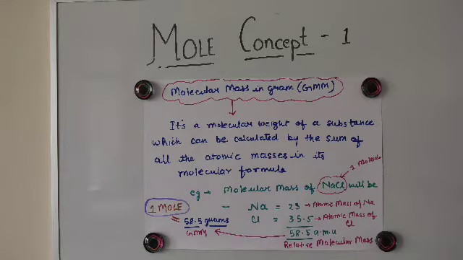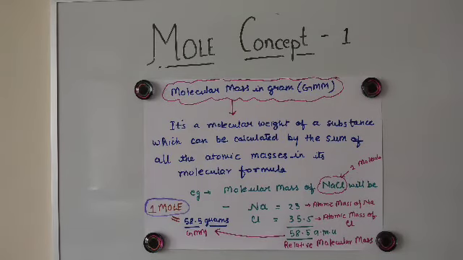It's the molecular weight of a substance, which can be calculated by the sum of all atomic masses in its molecular formula. You know what the molecular formula is? It's the chemical symbols for the constituent elements of a compound. For example, take sodium chloride. What will be the molecular mass of sodium chloride? We will calculate it. For that, you know that it can be represented as NaCl. So we are taking 1 molecule of NaCl.